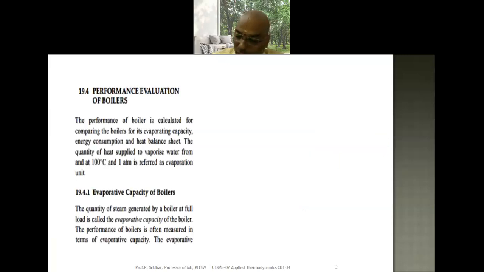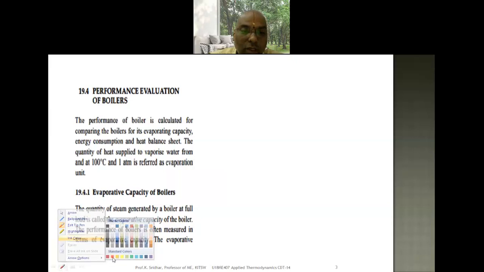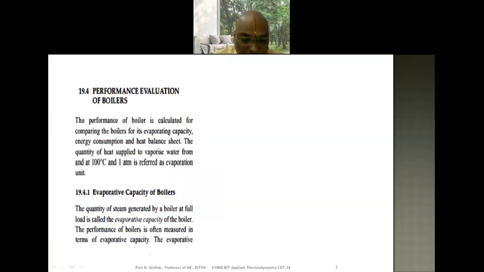Now, how can you evaluate the performance of a boiler? That is an important one. There are various parameters by which you are able to evaluate the performance of a boiler. Here the performance of a boiler is calculated for comparing the boilers for their evaporating capacity, energy consumption and heat balance sheet.